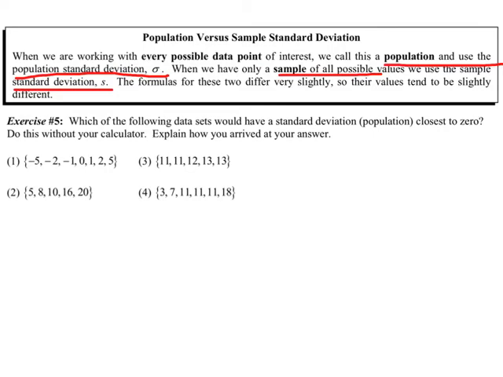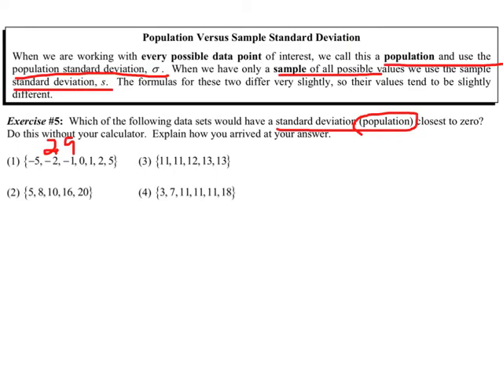Which of the following data sets would have a population standard deviation closest to 0? See how they told you. Do this without your calculator. Explain how you arrived at your answer. Well, remember that my deviation is how spread out the values are. In this one, it goes from -5 to 5, so my values are pretty spread out. If you typed it in your calculator, you get 2.9 for deviation. In choice number 2, it goes from 5 to 20, so they're very spread out. So my deviation would be even higher than 2.9.